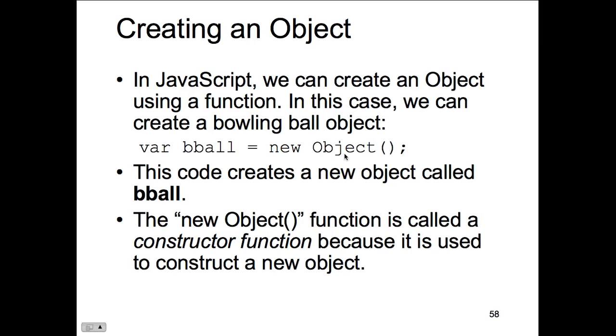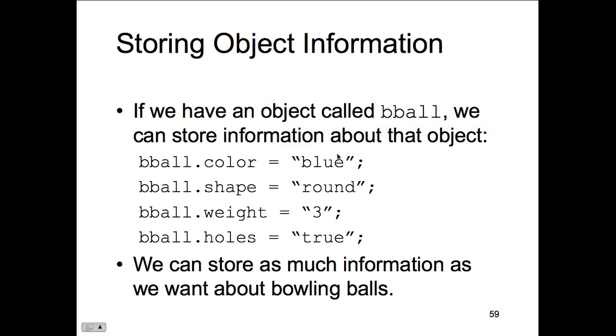So, new object. The variable bball is going to be an instance, an instance called this, and it's going to be a new object. So the code creates a new object called bball. The new Object function is called to construct the object, because it is used to construct a new object. So just remember new Object is going to be used. And it's an actual function, but we're using the word new, which is interesting.